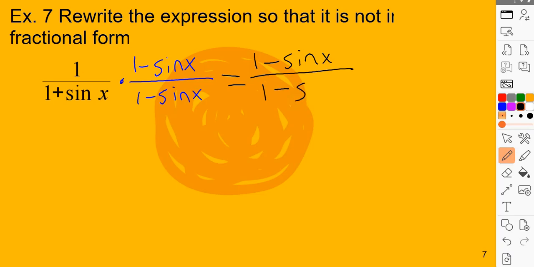Negative sine squared, right? Because if they're both to the first power and I multiply them, I now have something to the second power. We all agree?